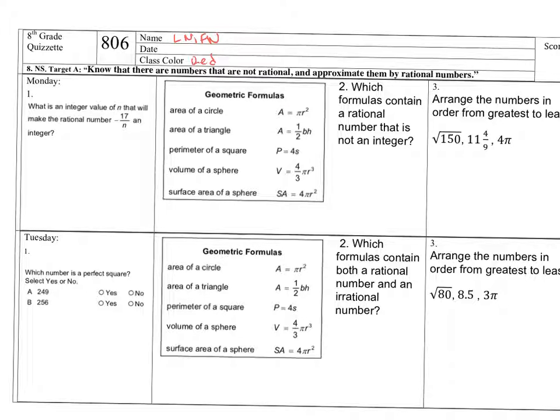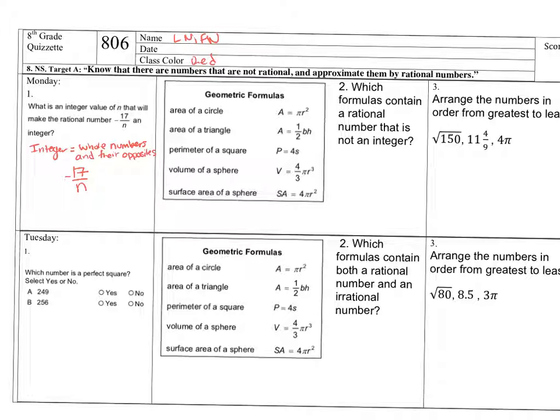So I remind you that an integer, go ahead and write this down, is whole numbers and their opposites. Whole numbers include 0, but the opposite of 0 is just 0. So there's 0, 1, 2, 3, 4, 5. The opposite of 1, 2, 3, 4, 5 is negative 1, negative 2, negative 3, negative 4, negative 5. So integers are whole numbers and their opposites. And this question is asking you, what can you fill in for n to make this number an integer?